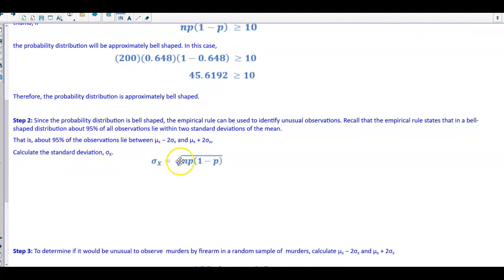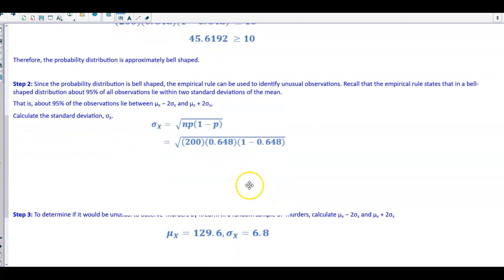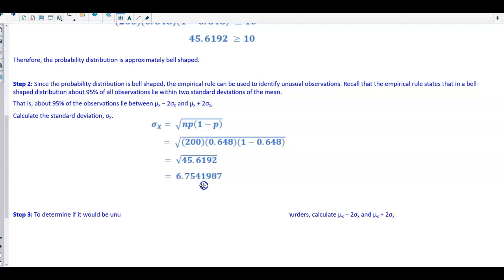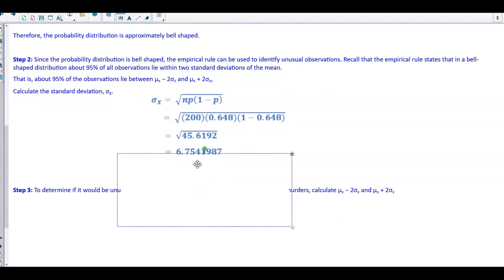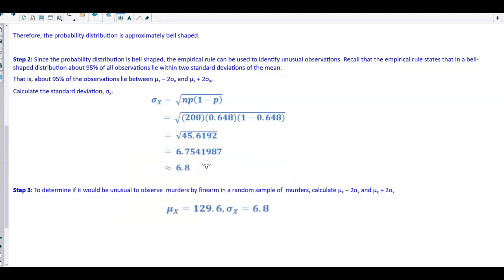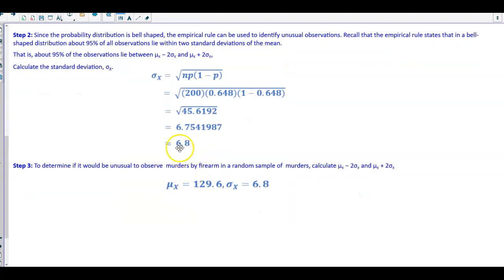We're going to calculate the standard deviation using the following formula. It's equal to the square root of n times p times 1 minus p. So again, using the values of n and p, we're going to take the square root of 200 times 0.648 times 1 minus 0.648. When we multiply that together, we get 45.6192, and now we're going to take the square root of that result. We get 6.7541987, and then we're going to round it to 1 decimal place, and so the standard deviation is going to equal 6.8.